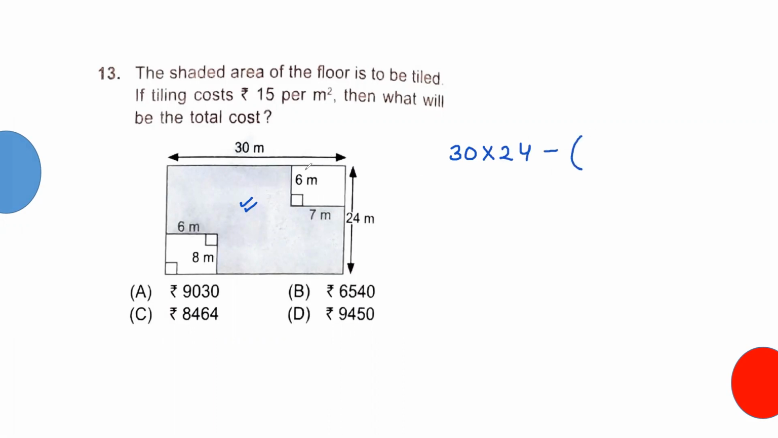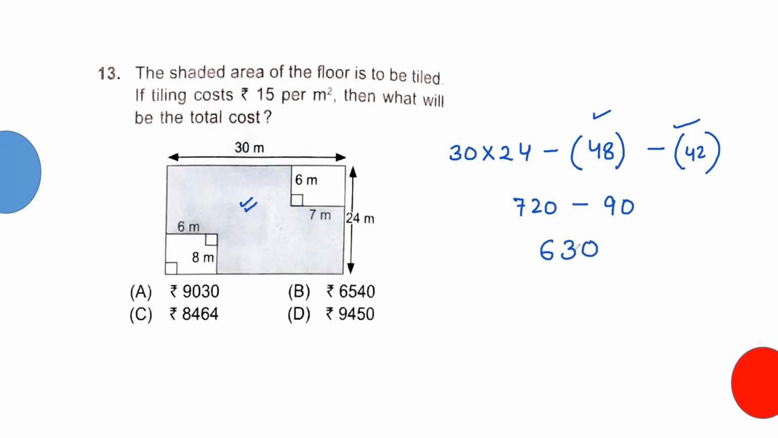Now the area of this part is how much? 48, because this has to be excluded. Similarly, the area of this part has to be excluded: 7 times 6 is 42 and 8 times 6 is 48. So both these parts have to be excluded. So how much is this part? 720. And how much is this part? 90, right? 48 plus 42, you get 90. So 720 minus 100 is 620, plus 10. So it gives you 630, right? So the area that is to be tiled is 630.